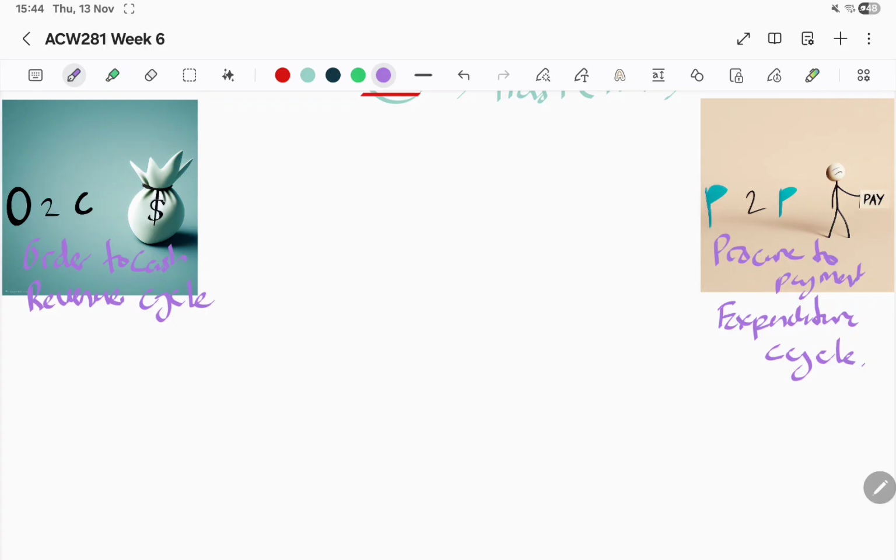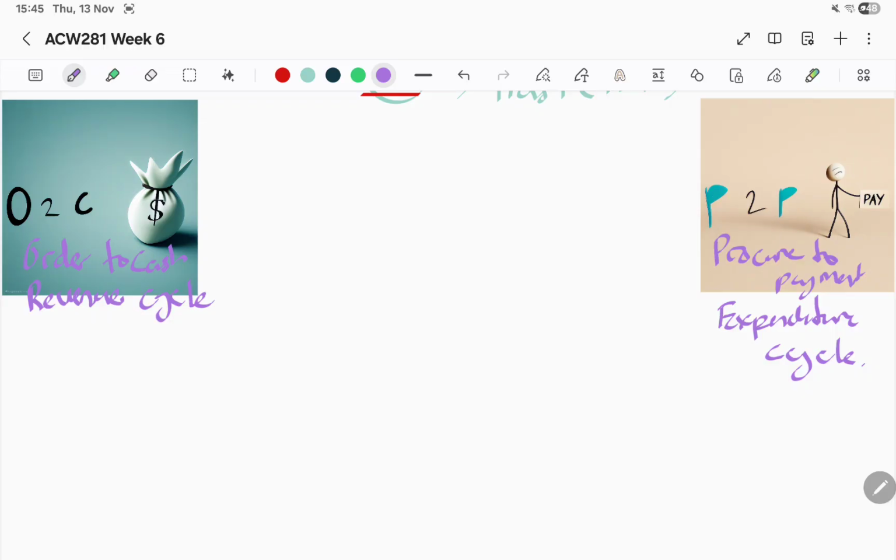So what you need to familiarize yourself with is the generic process, and then apply it in different contexts. All right, in certain contexts there might be no goods because it's services, right? So you need to be able to change that accordingly. So what I do over here is this order to cash or the revenue cycle and this expenditure cycle, both of these are almost the same in terms of the process. Almost the same, not 100% the same.